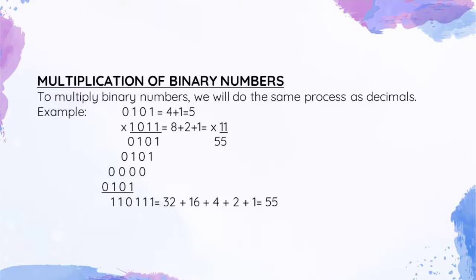Like in addition and subtraction, we also have here the decimal form. So 0101 in decimal is 4 plus 1, and it is equal to 5. 1011 in decimal is 8 plus 2 plus 1, which is equal to 11. So 5 times 11, the answer is 55. So the answer of this example is 110111, or 55 in decimal.